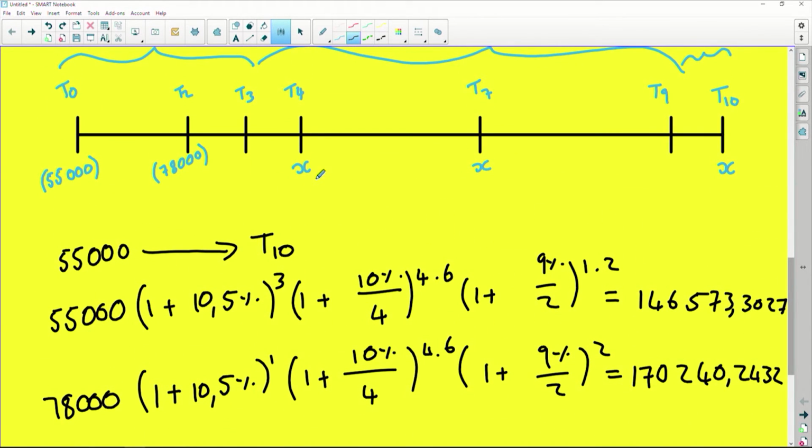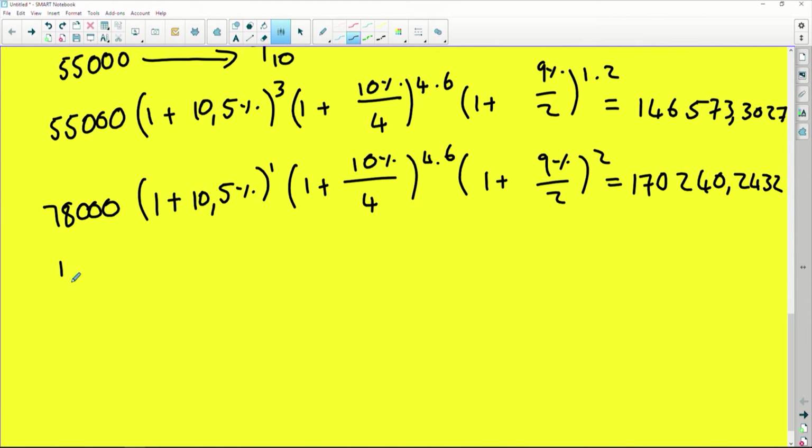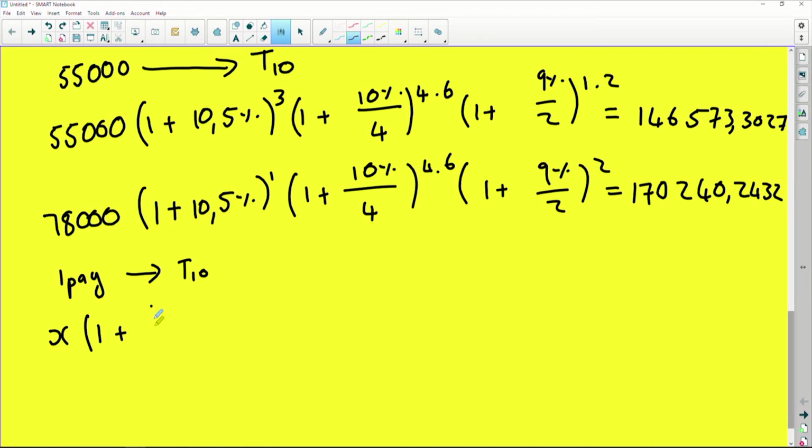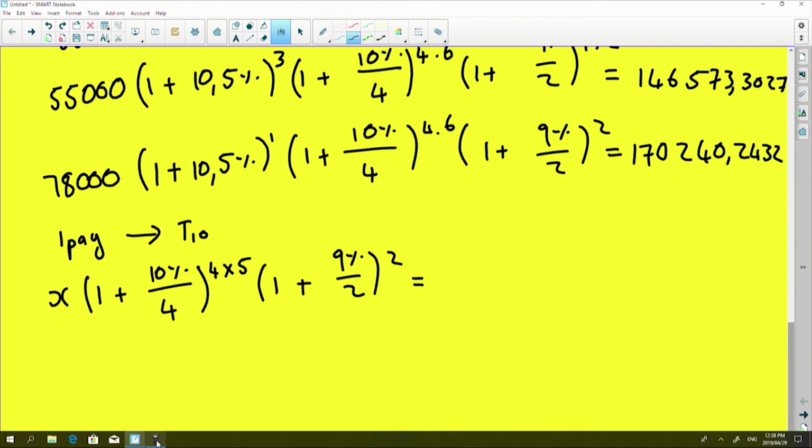The next thing that we're going to do is take all our X, or all our payments, and take them through to term 10. So let's have a look at our first payment. Our first payment, we're going to take through to term 10. And we have our first payment when we have an interest rate of 10% compounded quarterly. So we're going to have 1 plus 10%, compounded quarterly, to the power of 4 times 5 because we're doing it for 5 years. Then we're going to have the last compounding period of 1 plus 9% divided by 2, and that's for another 2 years. And that's going to get me some value multiplied by x. Let's have a look at what that's going to be.